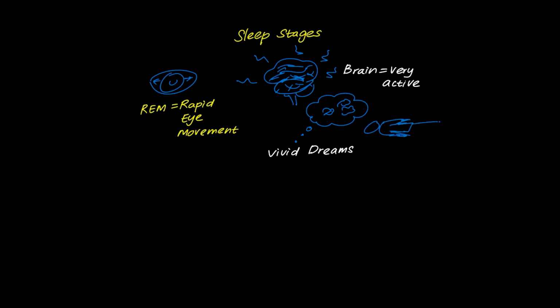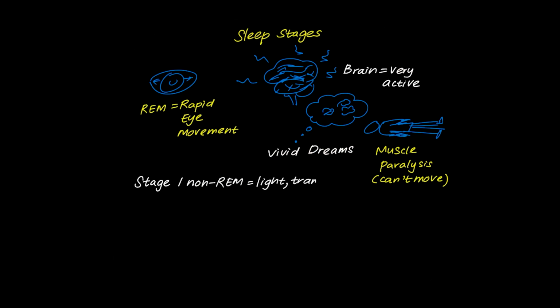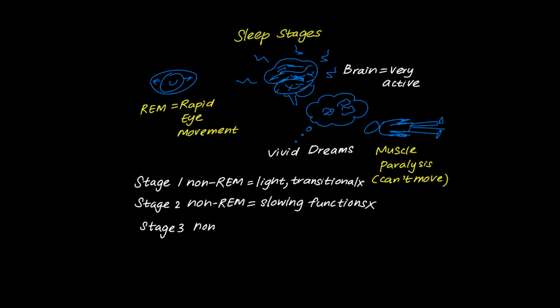Your body temporarily paralyzes your major muscles, called atonia, probably to prevent you from acting out dreams. Heart rate and breathing become irregular. You cycle through REM multiple times per night, with REM periods getting longer toward morning. Stage 1 non-REM is light transitional sleep, no rapid eye movements. Stage 2 involves slowing body functions, but no vivid dreams. Stage 3 is deep, slow-wave sleep for physical restoration. None of these have the REM characteristics.